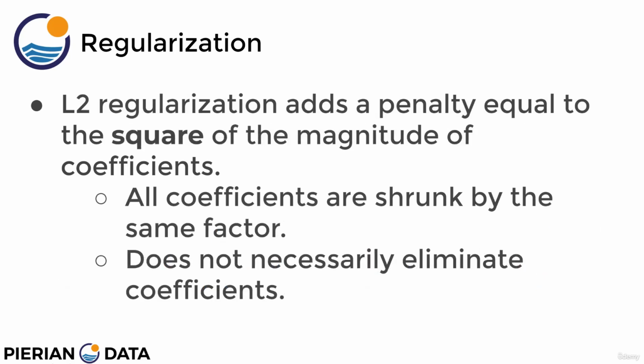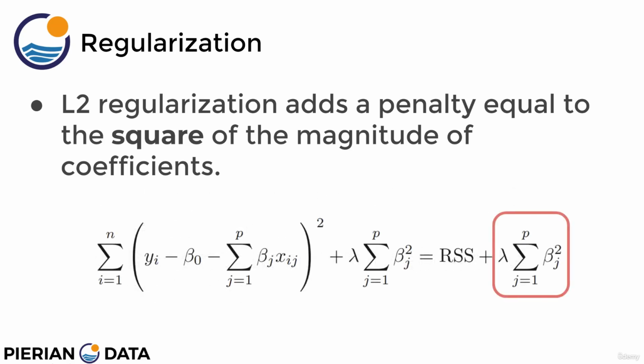When it comes to L2 regularization, it's also adding in a penalty term, but in this case, the penalty term will be equal to the square of the magnitude of the coefficients, which means all coefficients are actually then shrunk by the same factor, and it does not necessarily eliminate coefficients entirely. Mathematically, that error term will look like this. Notice it's again the same residual sum of squares error that we're trying to minimize with the addition of the penalty term. And in this case, the penalty term is just that coefficient squared, again, times some lambda tuning parameter.